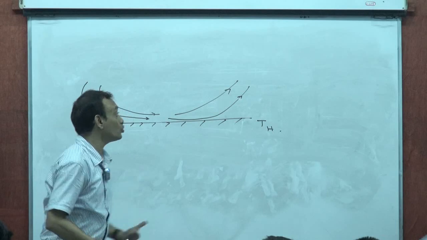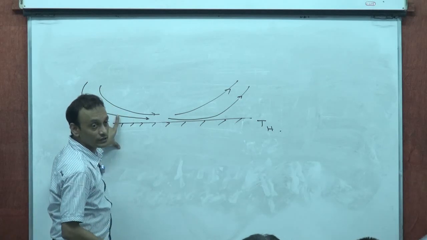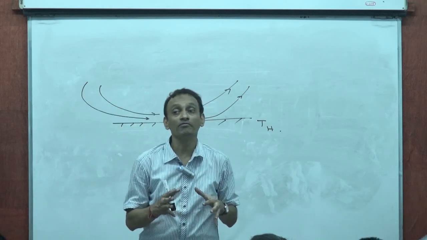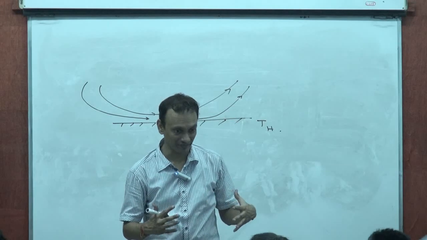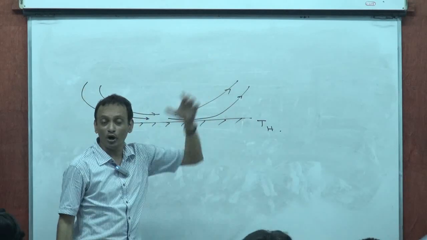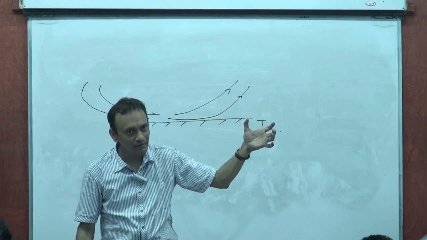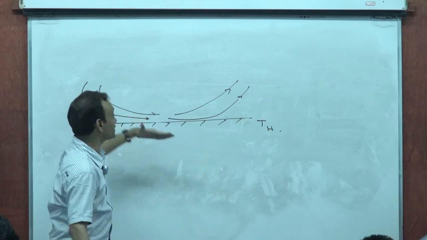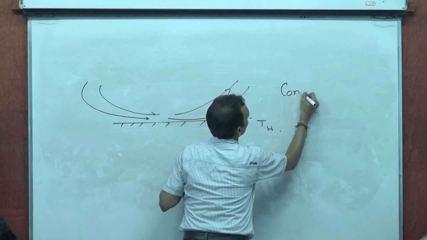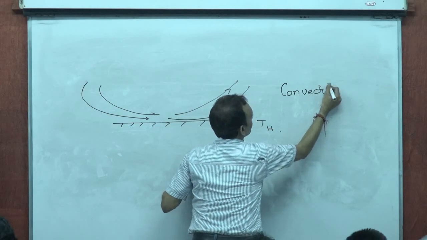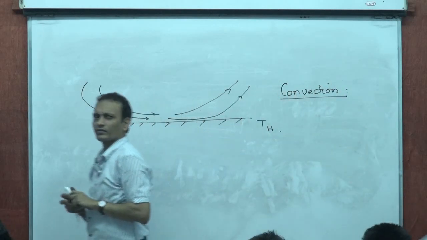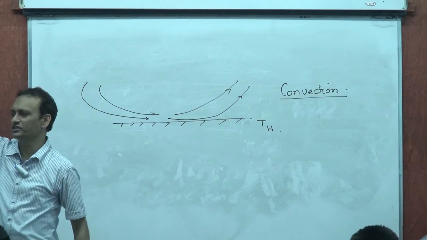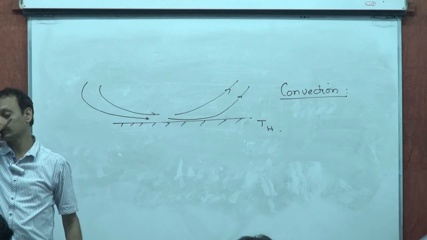Now, this mode of heat transfer between the fluid and the surface, in this case, is because of a bodily flow of molecules. There is a flow involved here. This mode of heat transfer is convection. It's because of the small contact period that the molecules have with the surface that they carry away the heat.